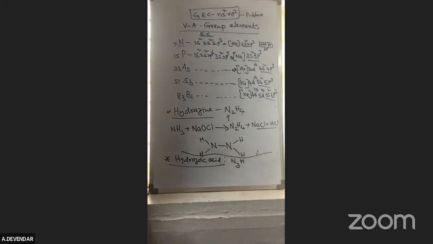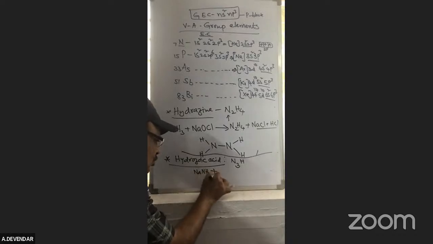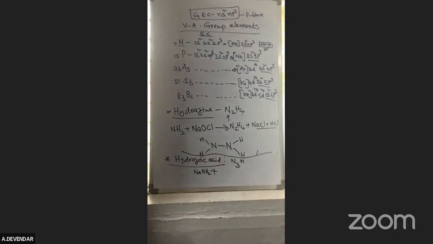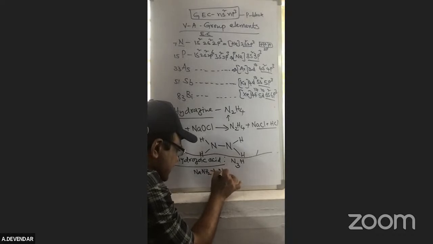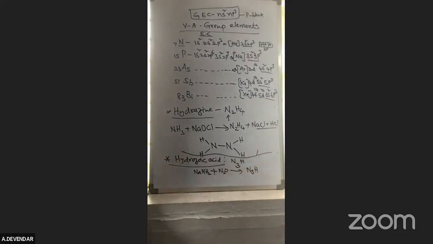Now hydrazoic acid is prepared by means of sodium amide. When sodium amide is treated with nitrous oxide, you get hydrazoic acid. What is sodium amide? Sodium amide means NaNH2. Nitrous oxide, what is it? It is laughing gas, N2O. You will get hydrazoic acid. If you want, you can write it like this.